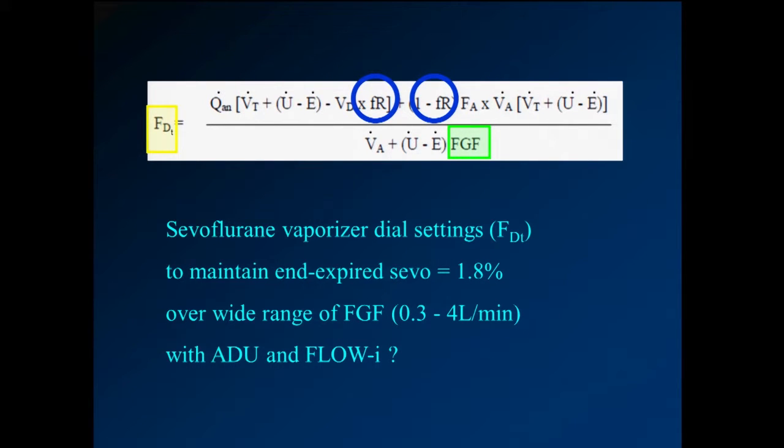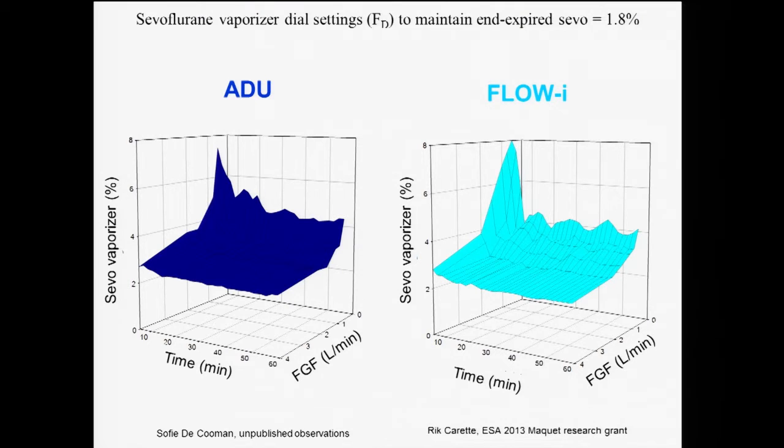Well, we examined this clinically. We examined what the vaporizer dial settings were over time to maintain an end-expired concentration of 1.8% over a wide range of fresh gas flows with an ADU, older data, and a Flow-I. And on the left here, Sophie collected all these data. On the left, you can see the vaporizer dial settings with the ADU over time with the different fresh gas flows, the dark blue surface, and here with the Flow-I.